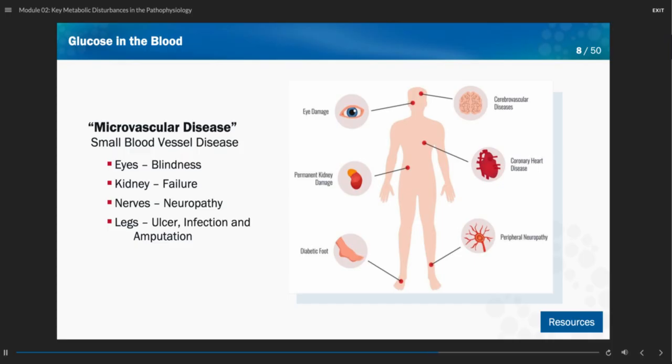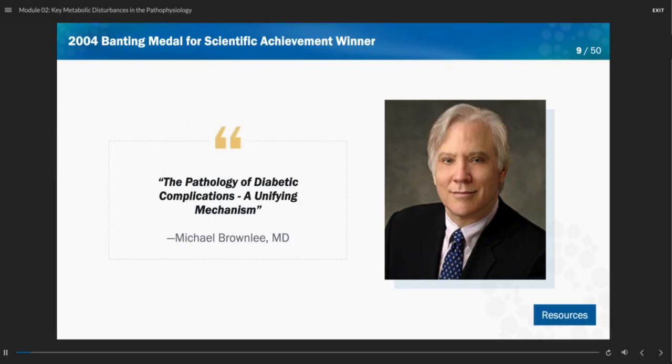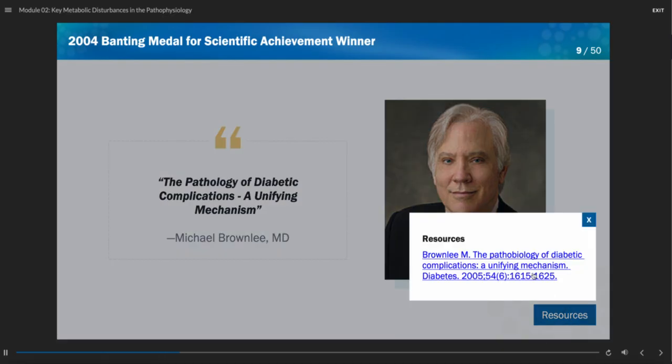And of course, if the circulation is poor, a small break in the skin can lead to an infection. And because of poor circulation, the body is not able to eliminate it. Infection gets carried away, gangrene sets in, and amputation. So these are serious things that we would like people to avoid. The body would like to avoid that, and so it does its best to keep the glucose out. I had the privilege of listening to Michael Brownlee give his 2004 Banting Award lecture at the American Diabetes Association.